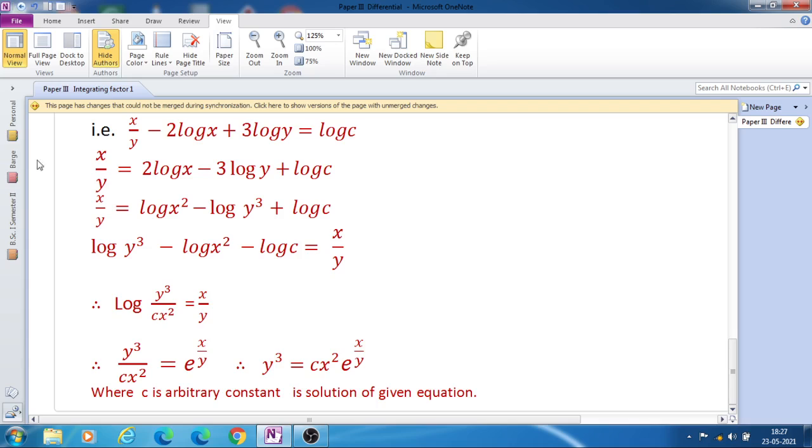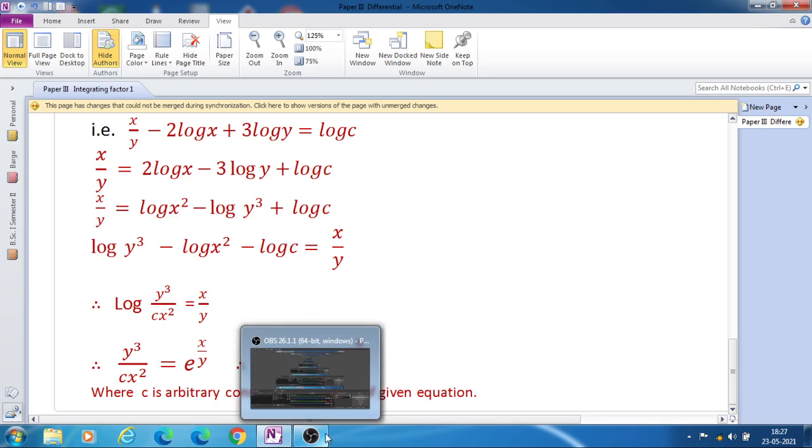So this is the second rule of finding the integrating factor and solving an exact differential equation. Similarly, in the next lecture we will see integrating factor rule 3 and integrating factor rule 4. So you practice to solve the examples.